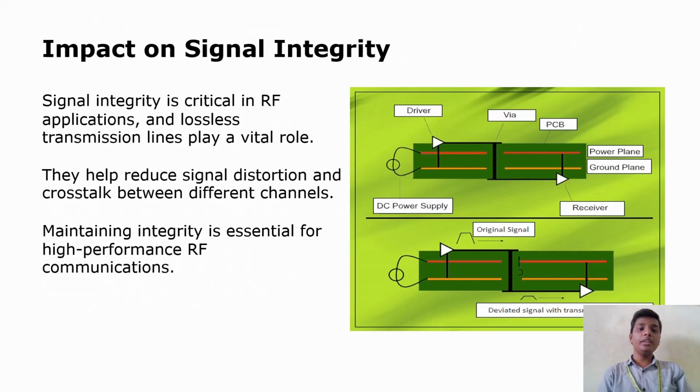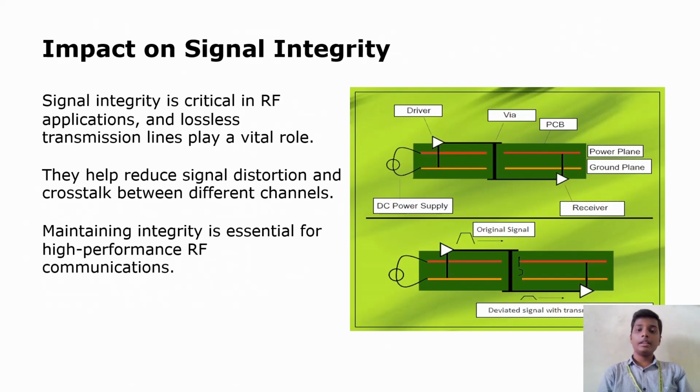Signal integrity is critical in RF applications, and lossless transmission lines play a vital role. They help reduce signal distortion and crosstalk between different channels. Maintaining integrity is essential for high performance RF communication.